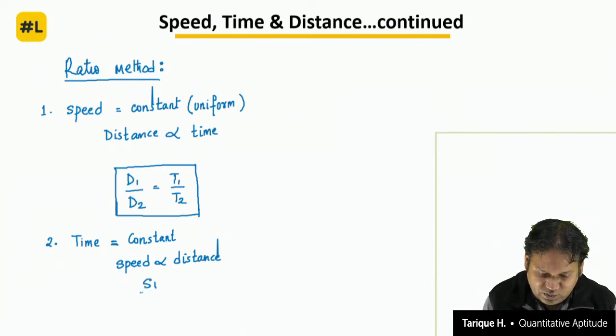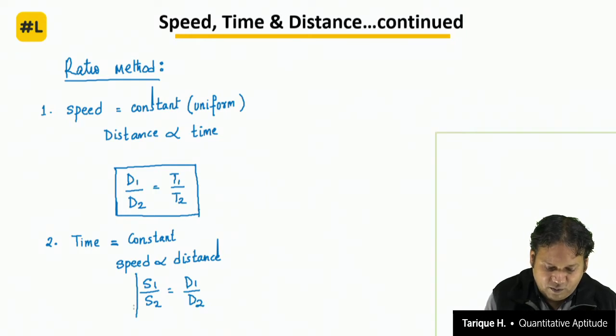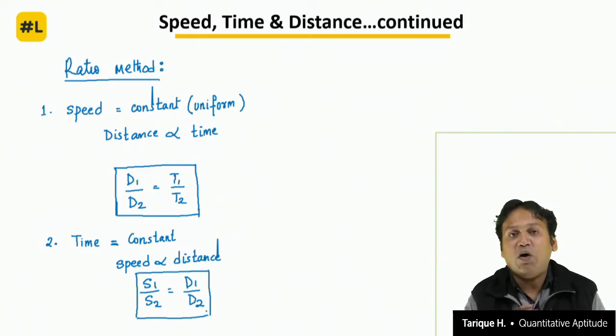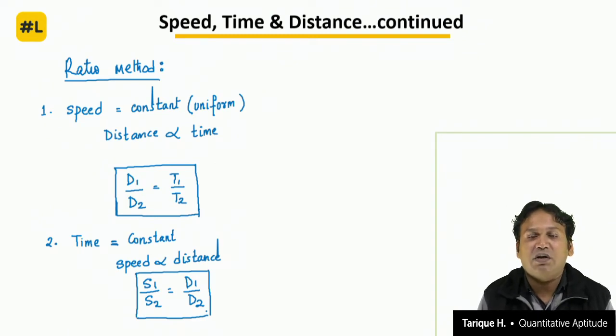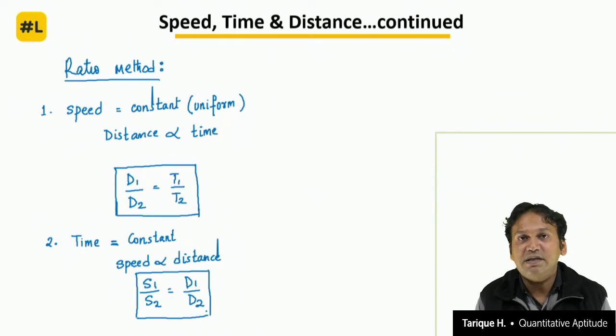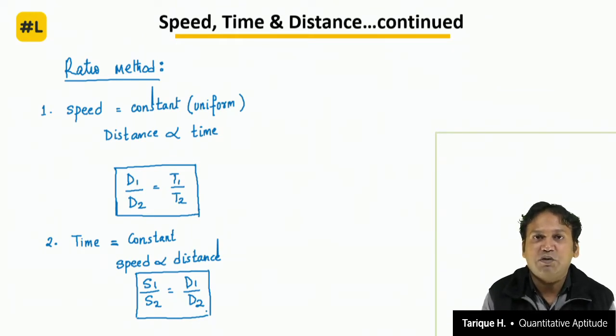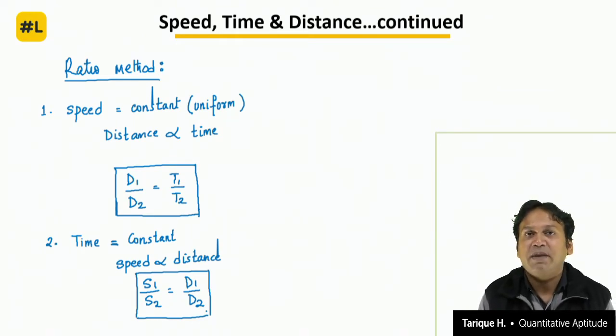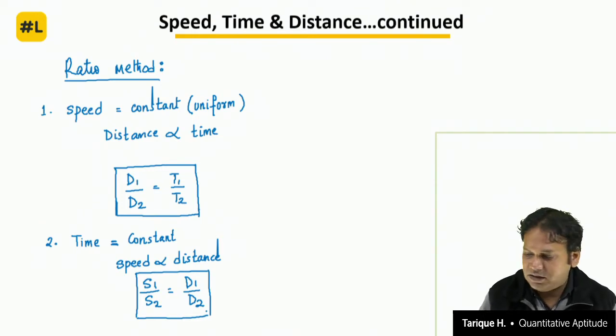Speed ratio S1 by S2 is equal to distance ratio d1 by d2. This is the formula that we have to keep in mind regarding the second concept, that is when time is constant. When the time is constant, then distance becomes directly proportional to speed. Ratio of distance is equal to ratio of speed. Okay, that is the second situation.